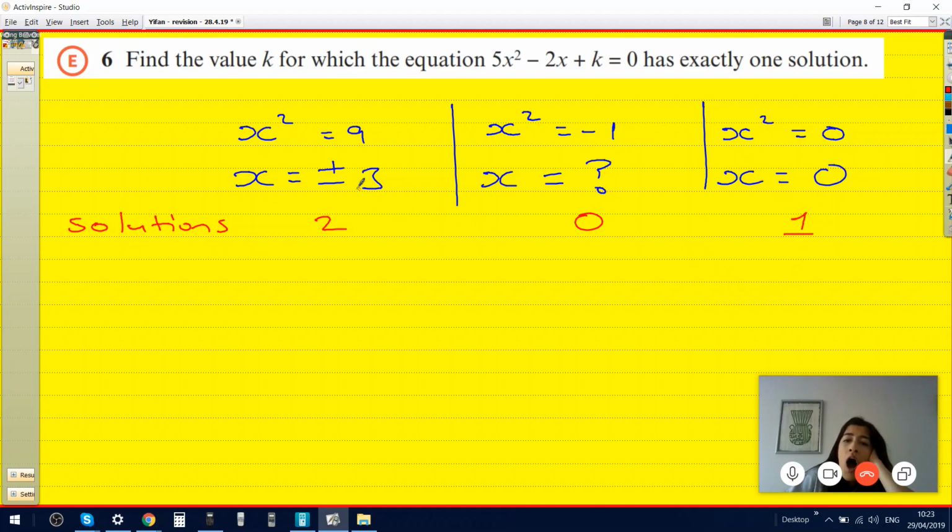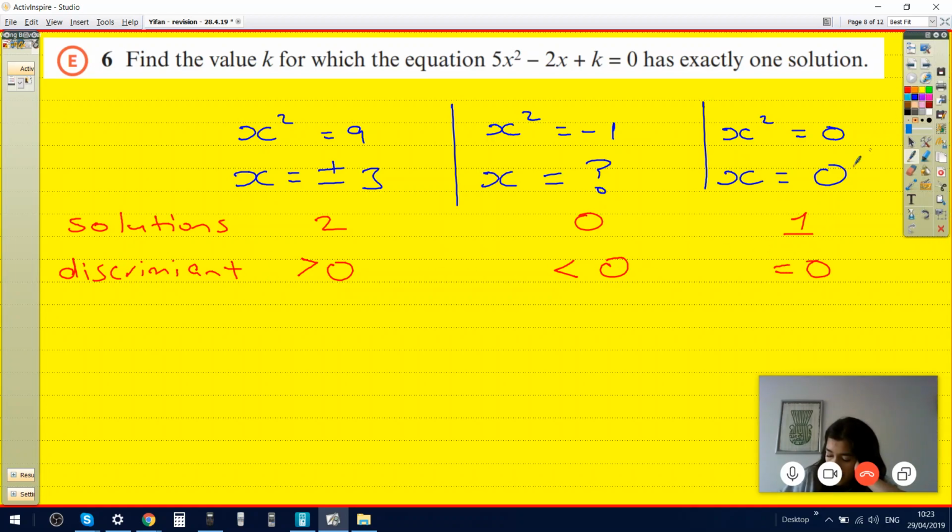And so basically the discriminant comes from the square root part in the quadratic formula. If the discriminant is greater than 0, two solutions. Less than 0, in the case of minus 1, no solutions. When is there exactly one solution? When it's equal to 0, because it's like plus or minus 0, and that's the same thing twice.